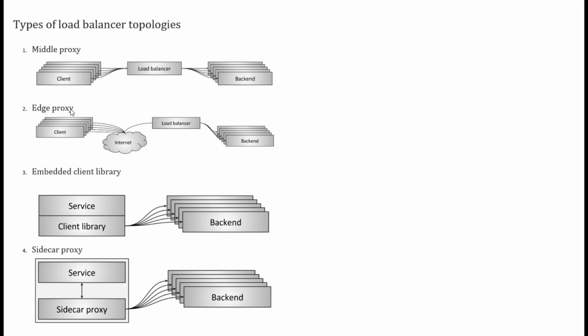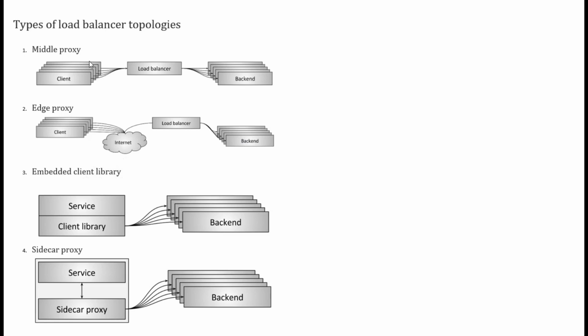Second one is an edge proxy. Edge proxy is a variant of middle proxy. In this, we are providing one more internet layer between our client and load balancer. This layer can be, for example, an API gateway: instead of coming directly to the load balancer, the request will go to the API gateway, and from the API gateway to the load balancer, and from the load balancer it will go to the destination backend server. Third one is embedded client library.